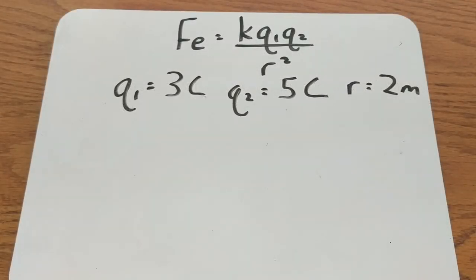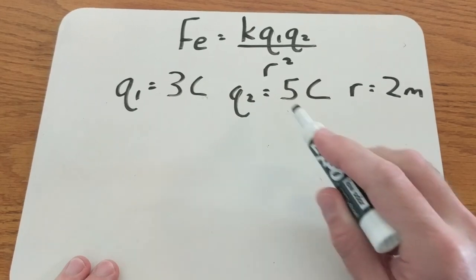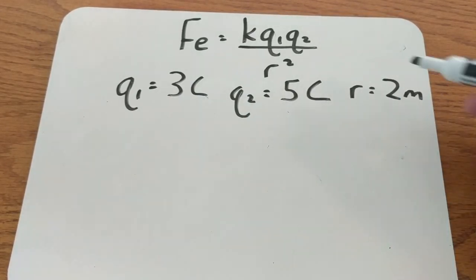All right, so in this example problem, they've given us a couple things here. When we read through this, they tell us the charge is in coulombs. Coulomb is the SI unit for charge, and we abbreviate that with a capital C. One charge had 3 coulombs, we put that big C. The other one had a charge of 5 coulombs. And the distance between them is 2 meters. That's what I wrote down here.